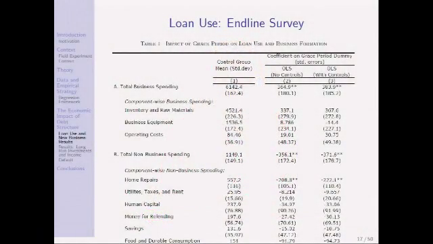So the first thing we look at is self-reports of how you spent the loan, what you did with the money. These outcomes have the usual caveat of the fact that loan money is fungible with all other money in the household, and so there'll be some amount of mental accounting involved in how people think about what they did with the money.